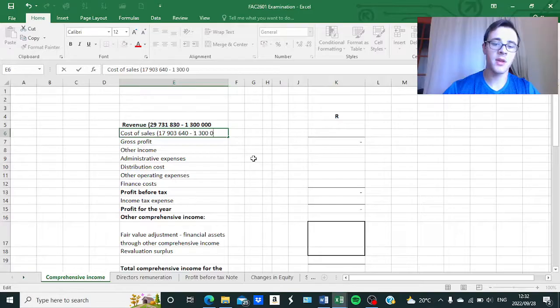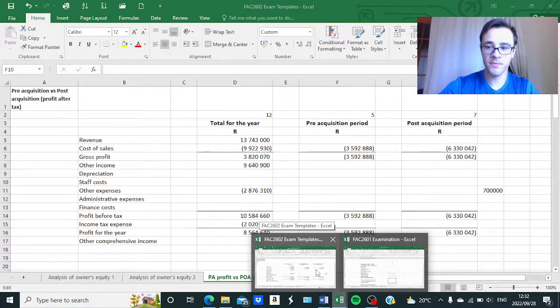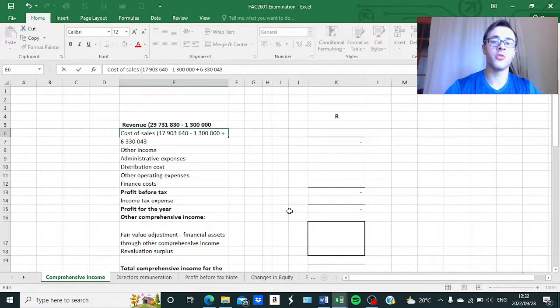group. And we have determined the amount for cost of sales for the post-acquisition period, which will be the 6,330,042. Okay, that is the cost of sales amount for the subsidiary for the post-acquisition period, which we will add to the group's cost of sales.